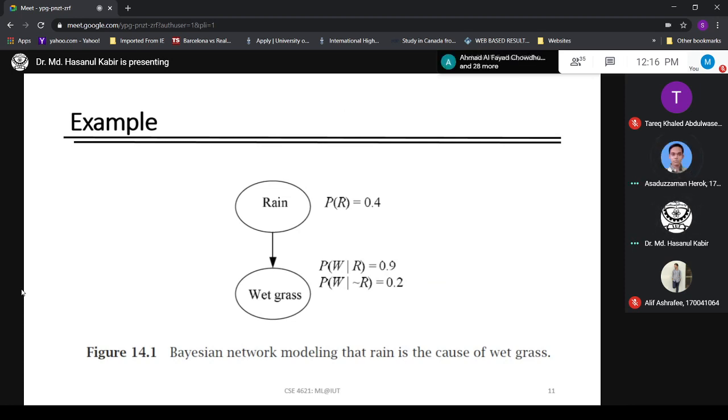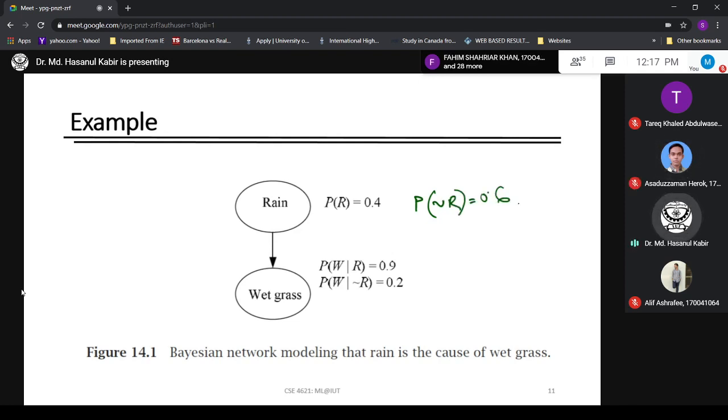0.5, right? Sorry, 0.4. No, I mean from this example. Here 0.4. Oh, it's 0.4, right? Okay. And what's the probability that it's not going to rain? That is not rain. 0.6. So basically, it's going to be 0.6.